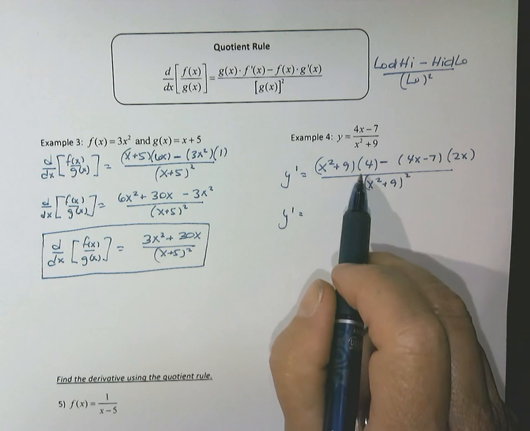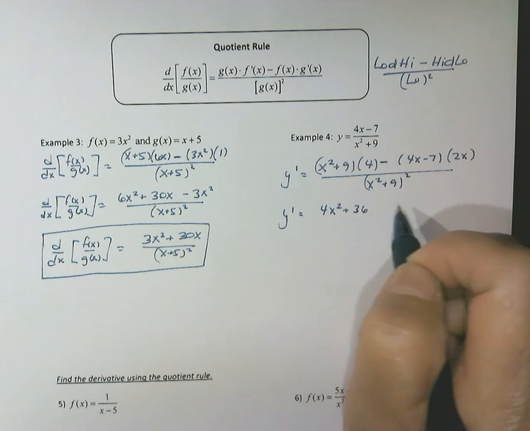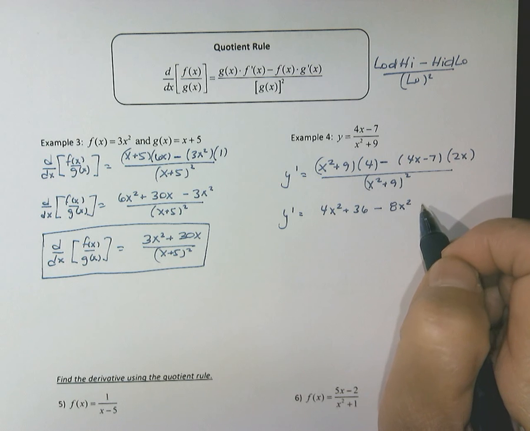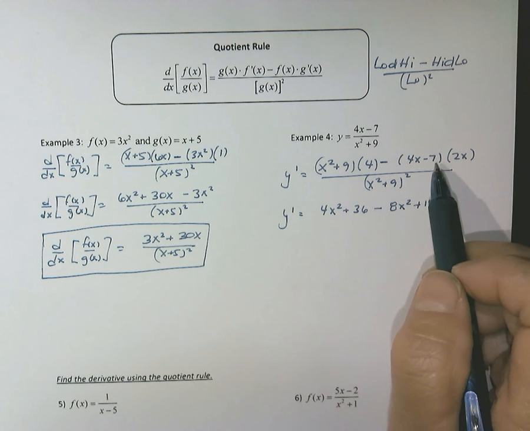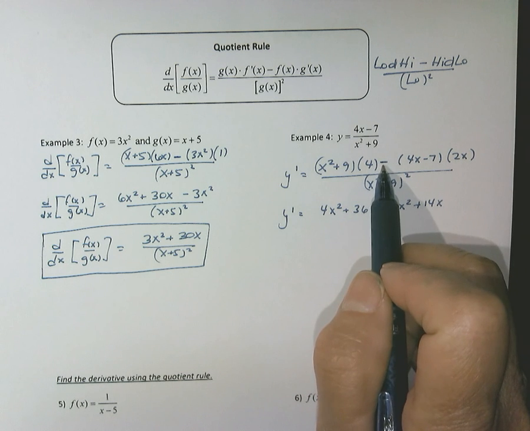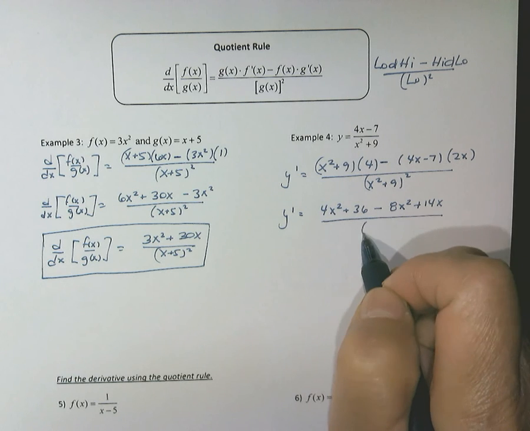Clean up just by multiplying. I get 4x squared plus 36 minus 8x squared plus 14x. And be careful here. This was negative 7 times 2x gives me negative 14x, but this minus sign in front has to get carried. If people make a mistake, that's usually where they do it.